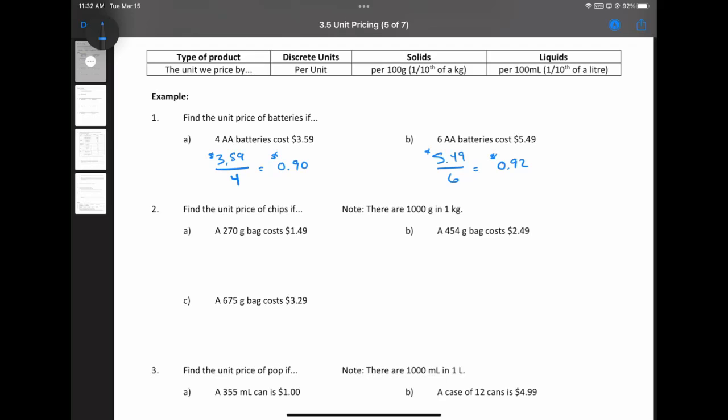All right, so that one's pretty straightforward. If you're working with discrete units like batteries, you just do the total price divided by the number of items, which gives you the cost per item.